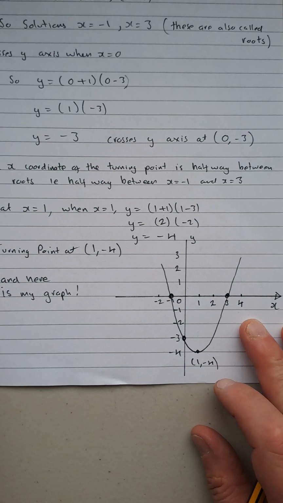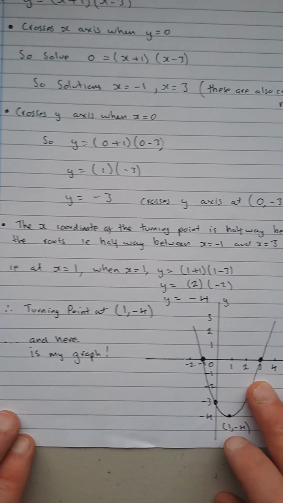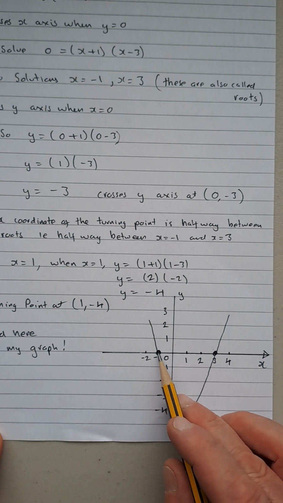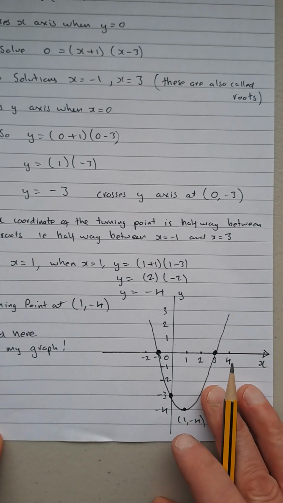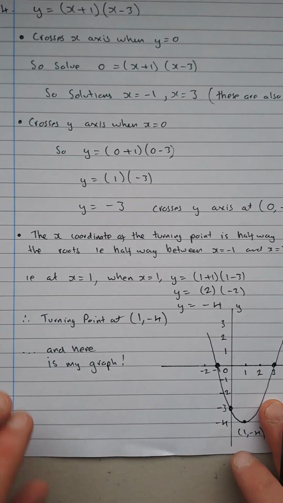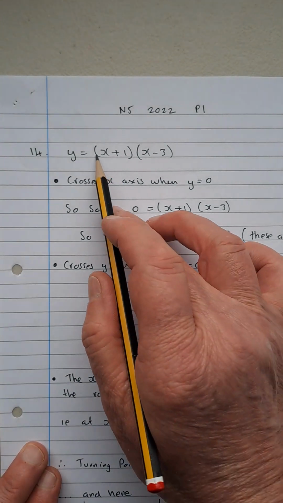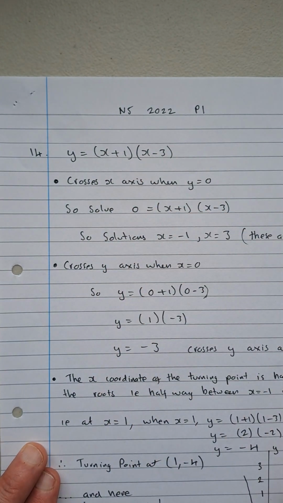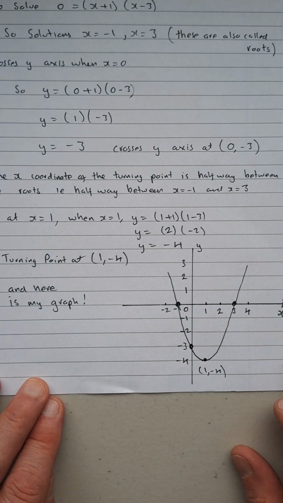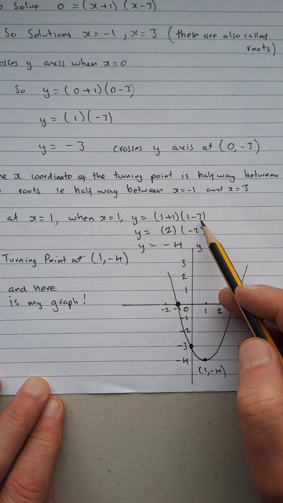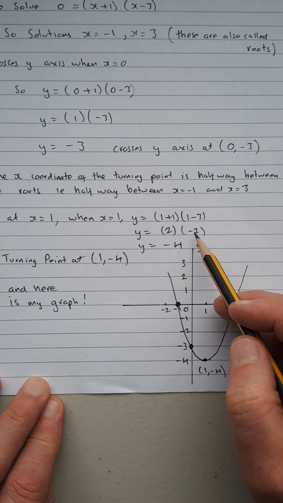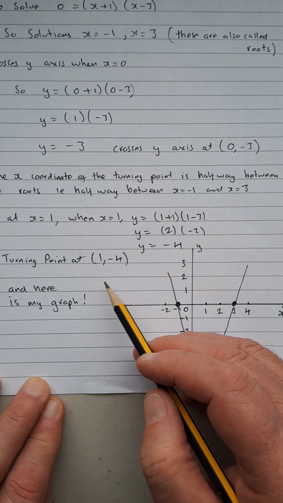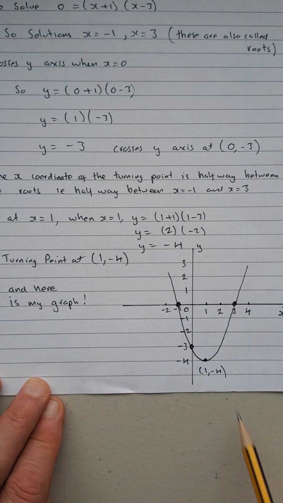And let's now turn to the turning point. The x-coordinate of the turning point is halfway between the roots. So what number is halfway between minus 1 and 3? That's going to be 1. So the x-coordinate of the turning point is 1. And what is the y-coordinate? Like we said before, we have a formula for y, (x plus 1)(x take 3). So putting 1 for x, we have 1 plus 1 times 1 take 3. 1 plus 1 is 2, of course. 1 take 3 is minus 2. 2 times minus 2 is minus 4. So we have a turning point of (1, minus 4). There we have it there.